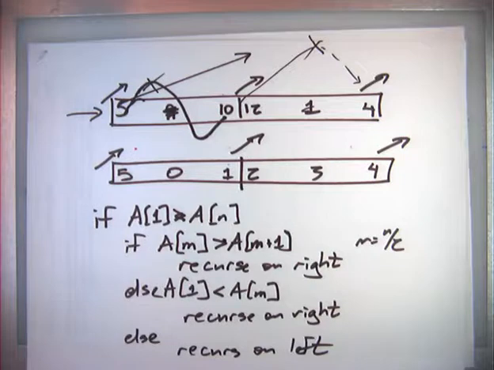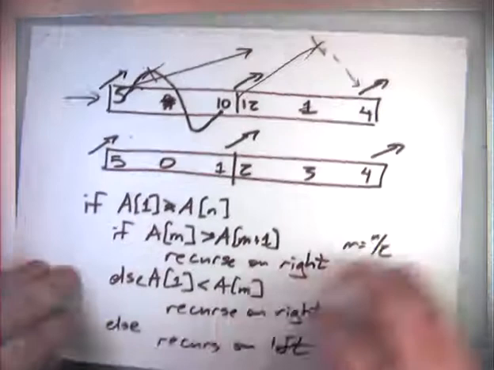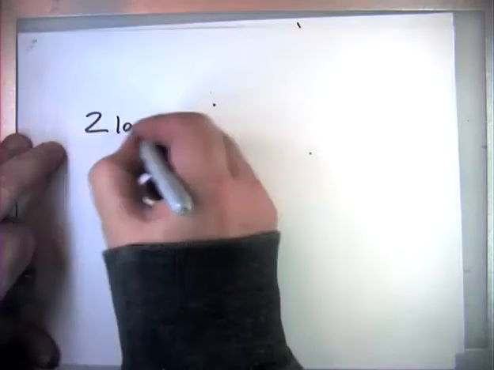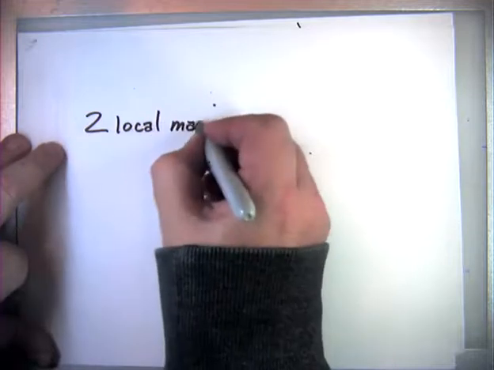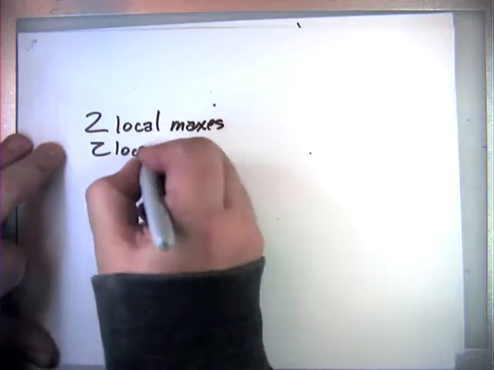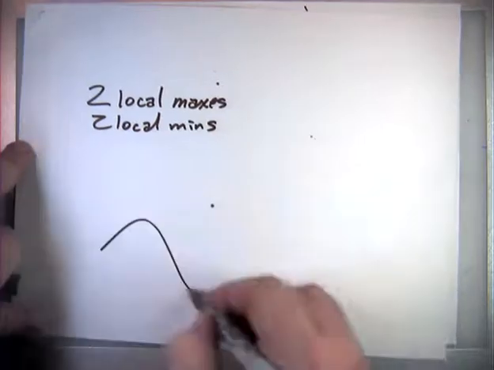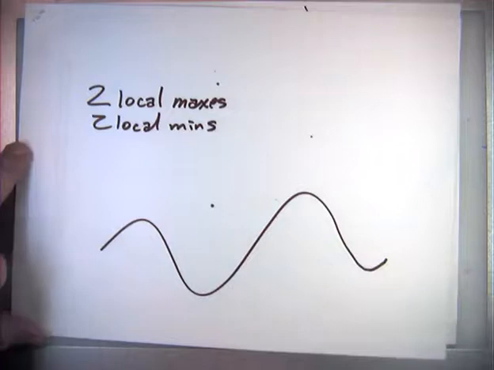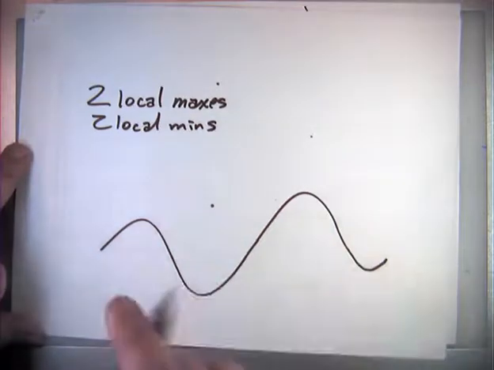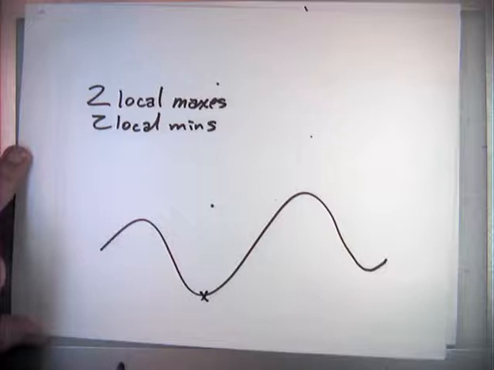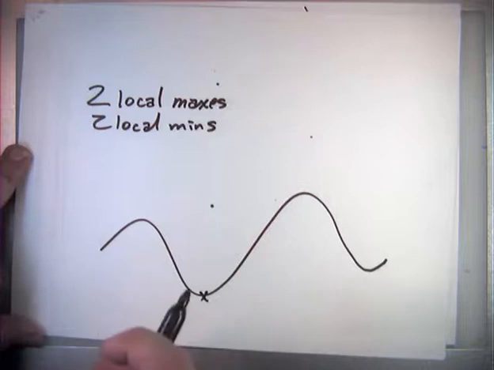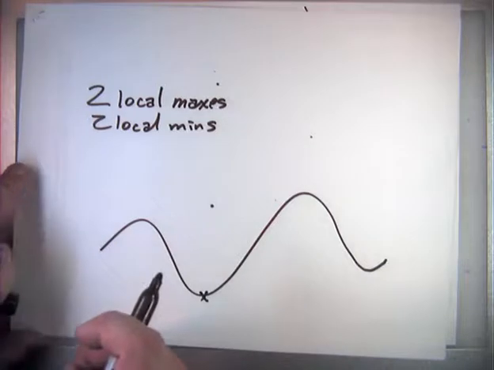Now the interesting thing is, suppose I give you an array that has two local maxes and two local mins. Right, so the array looks like this. There is no way to find the minimum with less than n comparisons. You have to look at every single element in the array in that case.